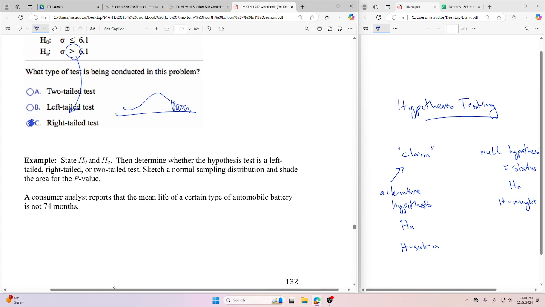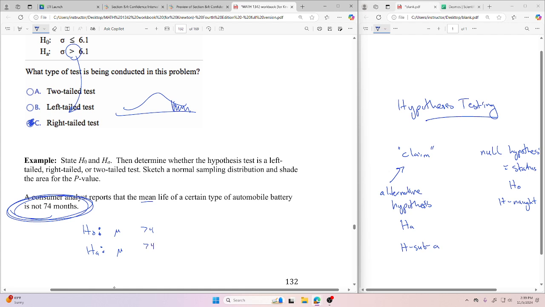Okay. So a consumer analyst reports the mean life for a certain automobile battery is not 74 months. We're going to set this up ourselves. I think this will be the last question of the day. Is that okay? Last question. So am I going to be doing a P or a mu? A mu, they're saying average, mean. There it is. And then 74.